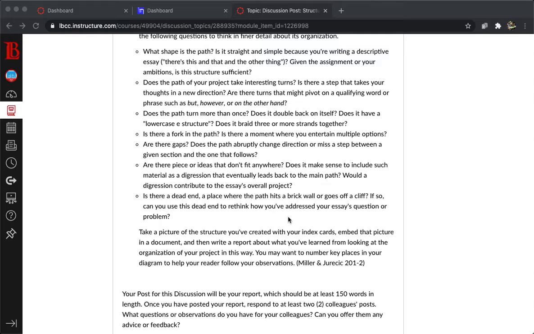So if you mess around with the structure a little bit, you might find that that brick wall no longer is a dead end, because now you have something to put after it, because you've rearranged the sections of your essay a little bit. So it's not always a bad thing, but it's something you want to pay attention to.